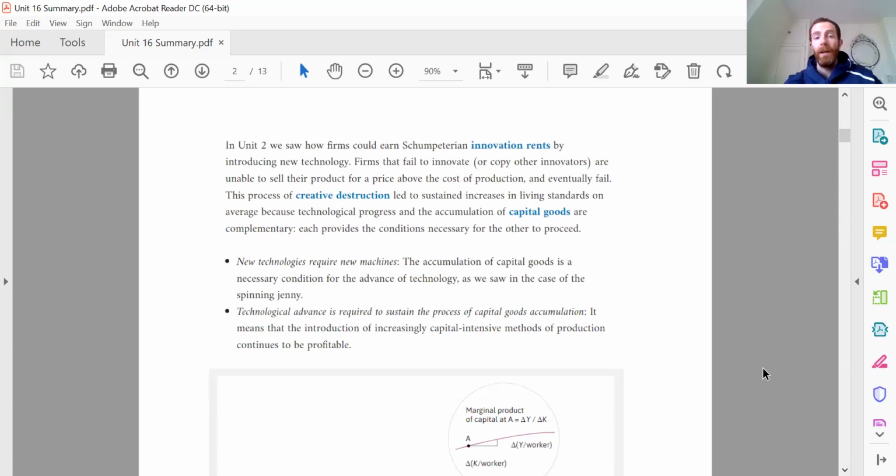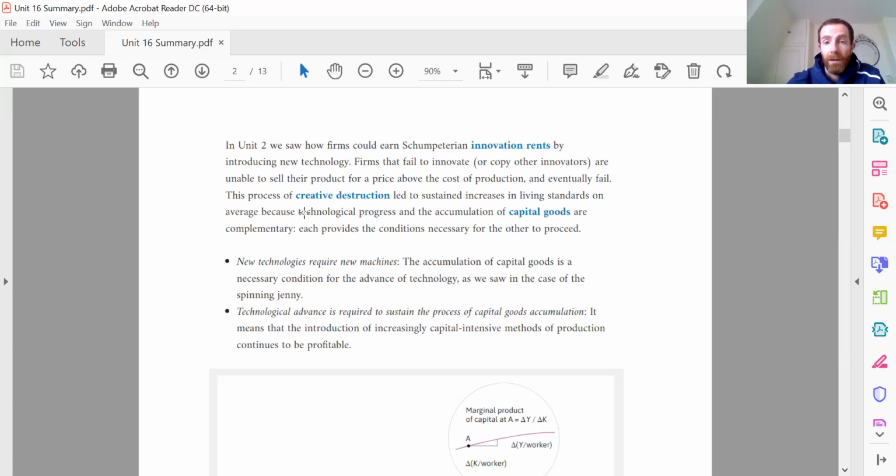So the first thing is, where does technological advancement come from? And we saw all the way back in Unit 2 that the reason why some firms will try and come up with new technologies is all about this concept of innovation rents. That if a firm discovers a new technology that lowers its cost of production relative to other firms, then it will certainly embrace that because that's going to increase its profits. And firms that don't innovate or fail to copy this new innovation won't be able to lower their cost of production. They won't be able to sell at a low price and they'll go out of business.